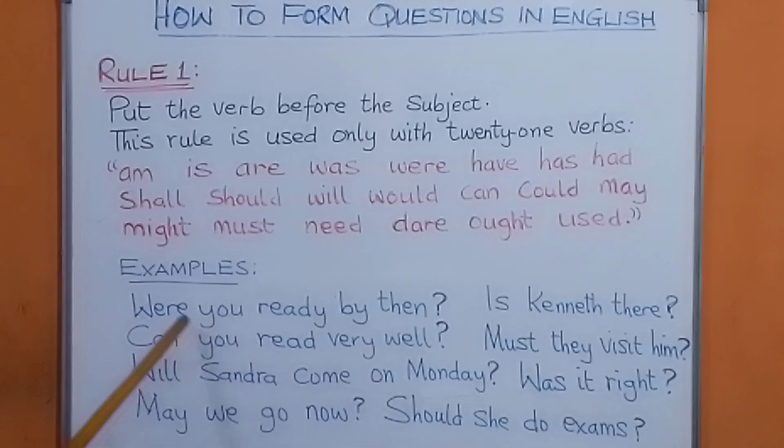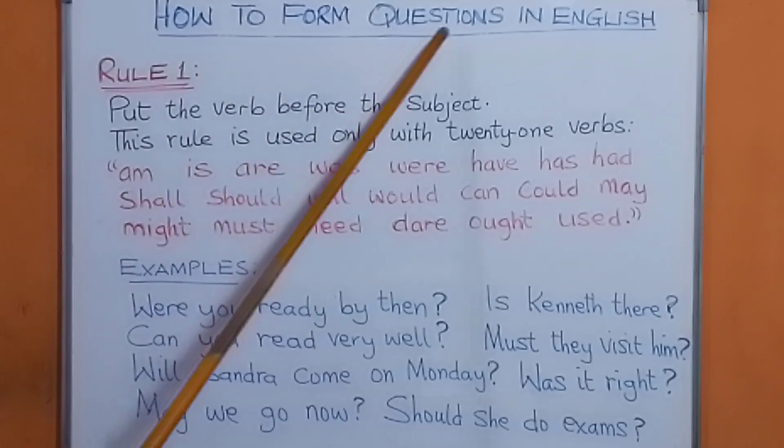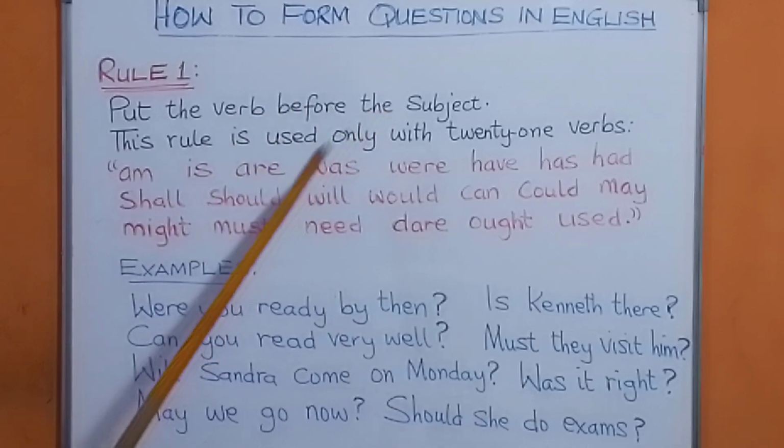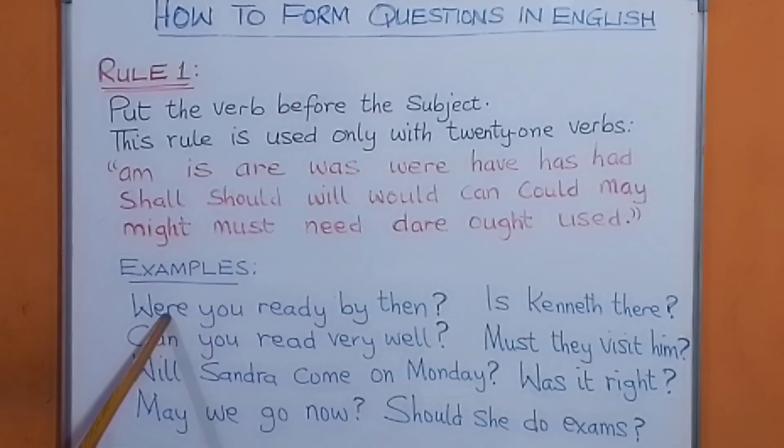Look at the subject. Now we say, were you ready by then? Remember, we're saying how to form questions in English language. Now, put the verb before the subject. The verb, were; the subject, you. Now we say, were you ready by then?